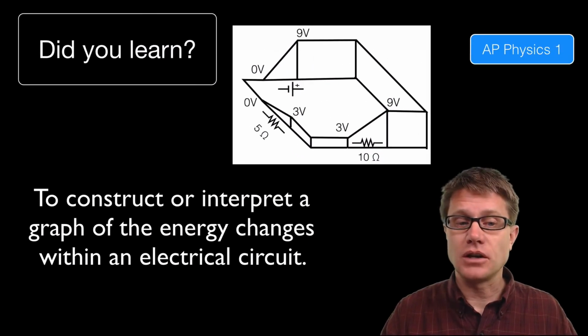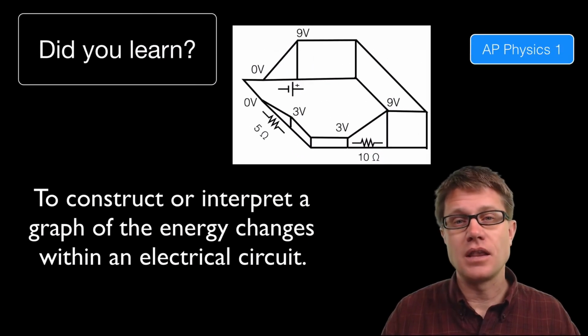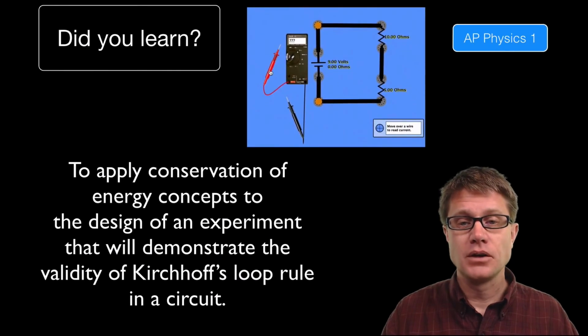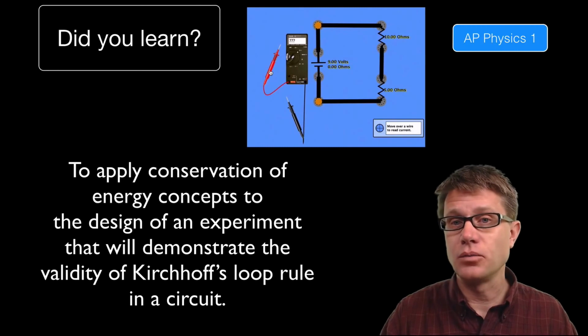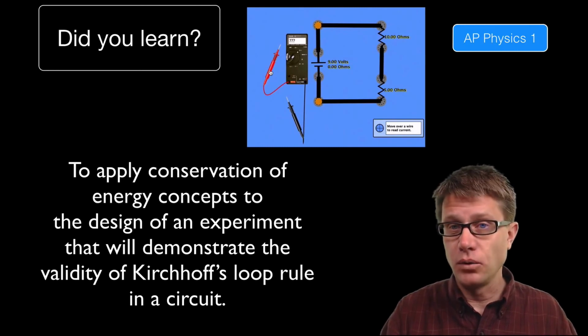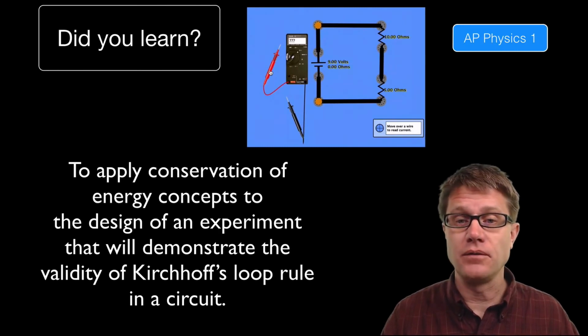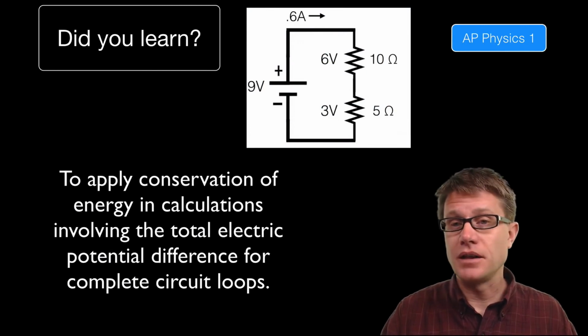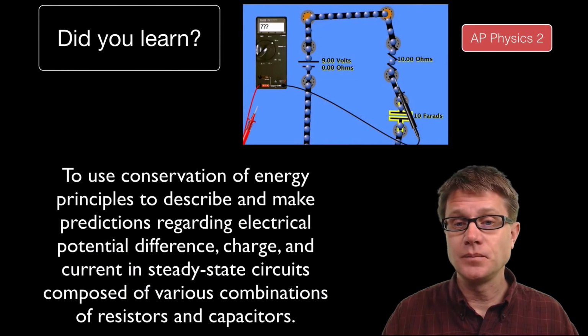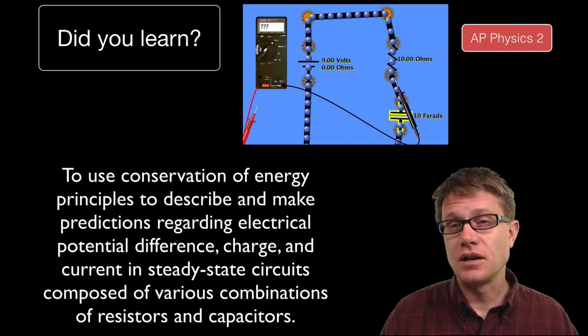And so did you learn to construct or interpret a graph of energy changes? Again, think of it like a roller coaster. Could you apply the conservation of energy that shows how Kirchhoff's loop rule works? And so again, the voltage lift is equal to the sum of all the voltage drops. Could you apply this to solve a simple problem? Could you then start to study capacitors?